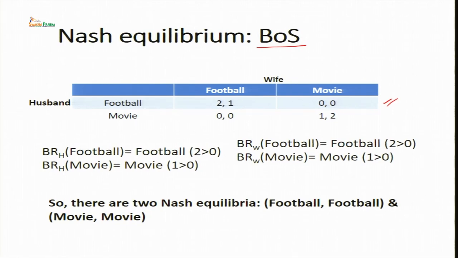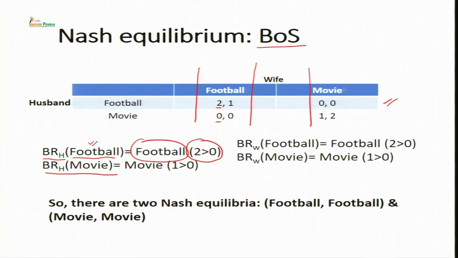So, basically here we want to see BRH, the best response of the husband, to football. That means, what is the optimal action of the husband when the wife is going for football? So, when the wife is going for football, we are in this column. If the husband chooses football, he gets 2, and when he chooses movie, he gets 0. So, the best response is football for the husband, as 2 is more than 0. Okay. Similarly, what is the best response of the husband when the wife chooses movie?